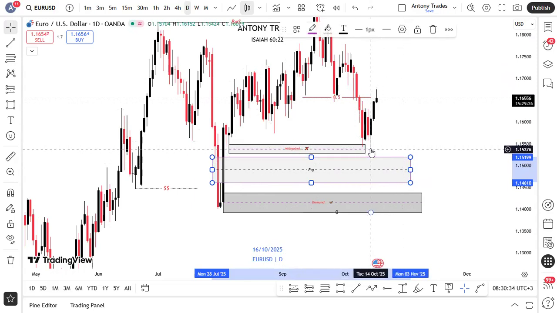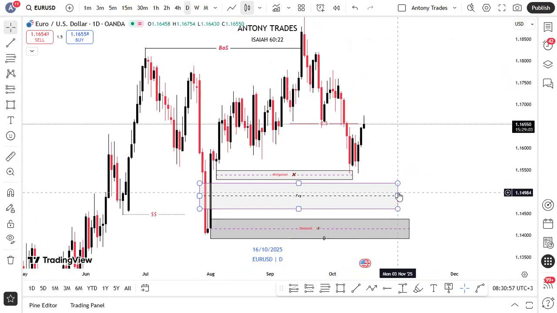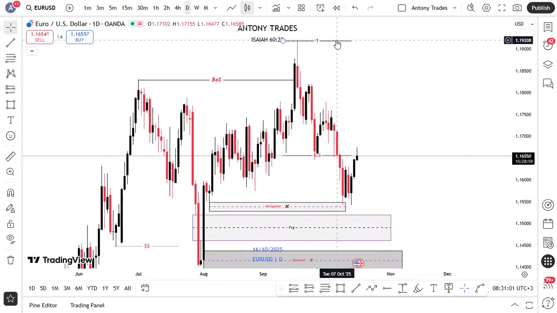So that is why I can now say that this reaction from this demand zone is not that strong. Maybe it's a pullback for the market to come to a certain area here, then continue pushing down. At least I should see the market come to this fair value gap before it starts pushing all the way up to this area here.